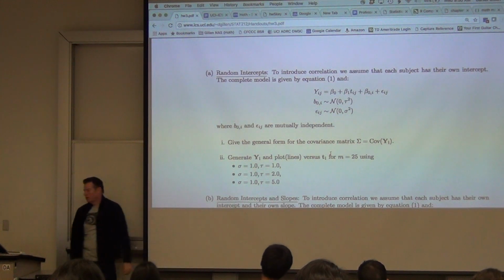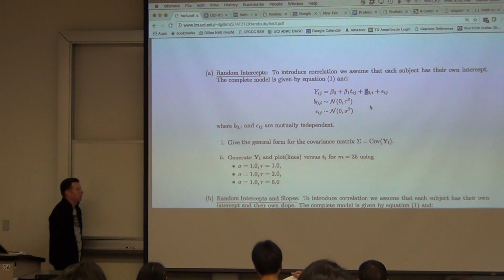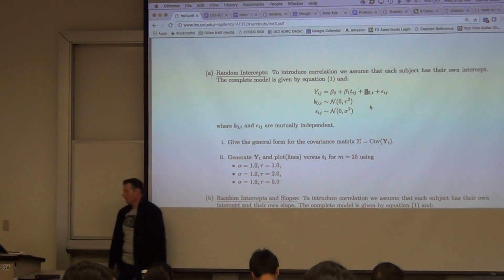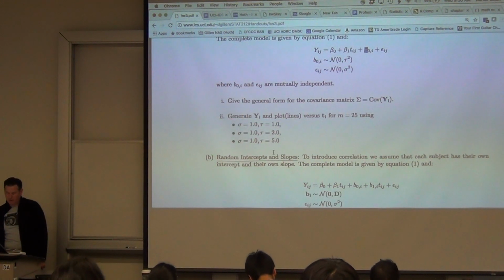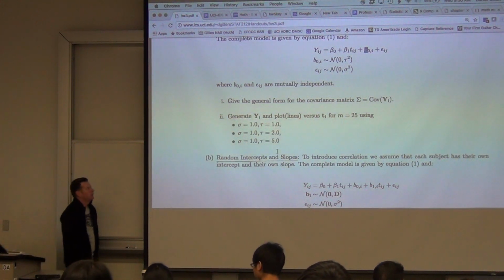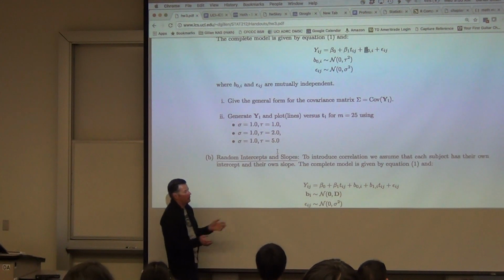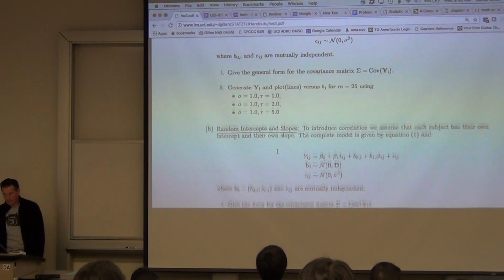I just noticed a typo though. This should be a little b. Make that a little b for me. Sorry about that. So you're going to simulate data with different random intercept standard deviations here, and then plot spaghetti plots of those and visualize what random intercept spaghetti plots start to look like.